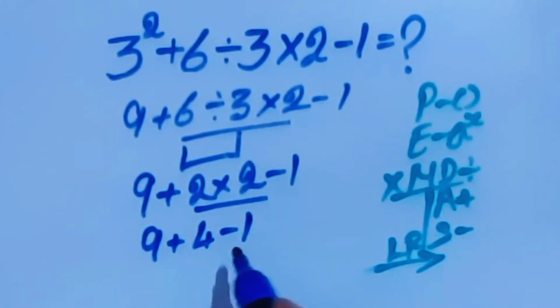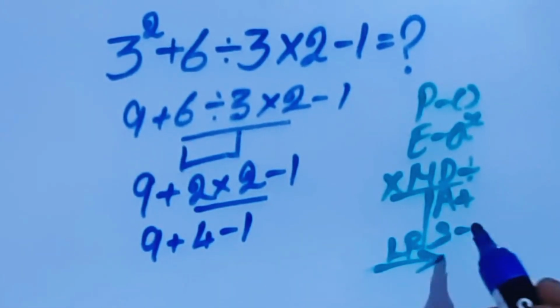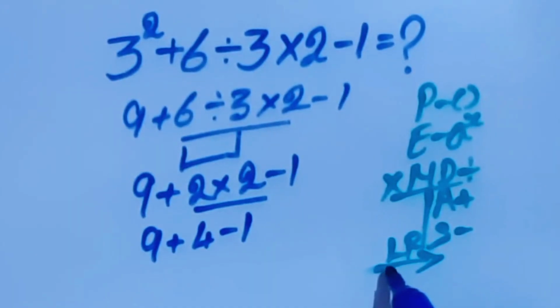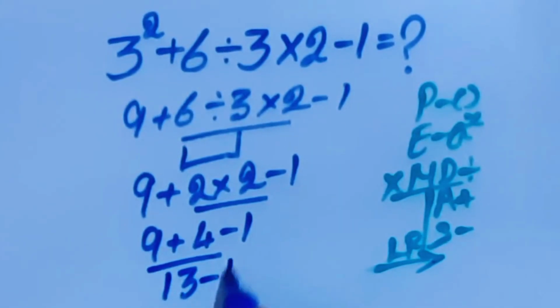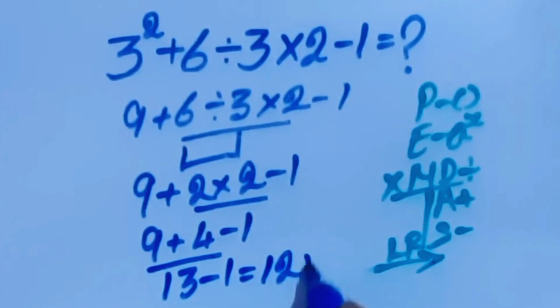Here we have addition and subtraction. Here both are equal priority. For this equal priority, we have introduced this left to right rule. Here left to right is this 9 plus 4. 9 plus 4 is 13 minus 1. Here 13 minus 1 is 12, which is the correct answer.